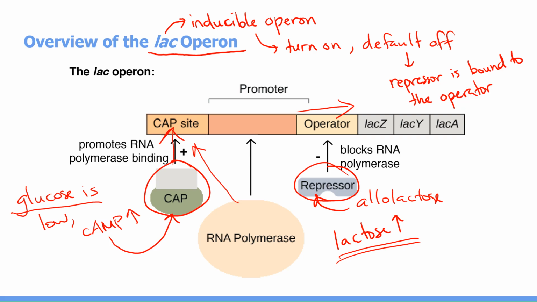So again, it works both ways, but for maximum production at a fast rate, lactose must be present, and then the activated CRP must be bound to that CAP site to attract RNA polymerase to again transcribe the gene. Those two conditions must be there in order for maximum production of these enzymes that break down lactose.